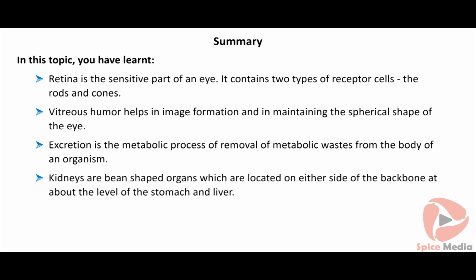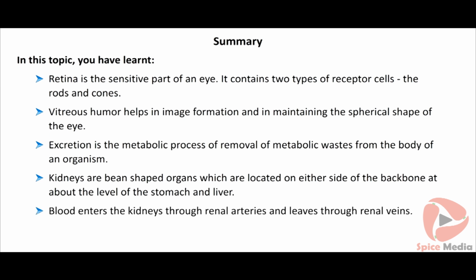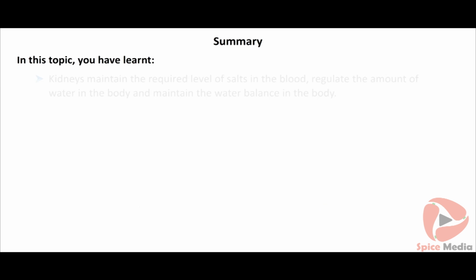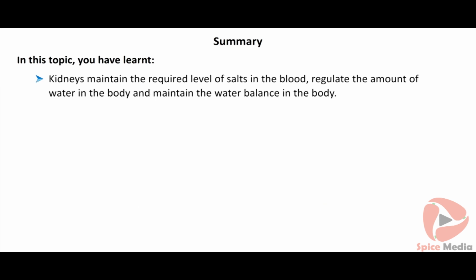Kidneys are bean-shaped organs which are located on either side of the backbone at about the level of the stomach and liver. Blood enters the kidneys through renal arteries and leaves through renal veins. Kidneys maintain the required level of salts in the blood, regulate the amount of water in the body, and maintain the water balance in the body.